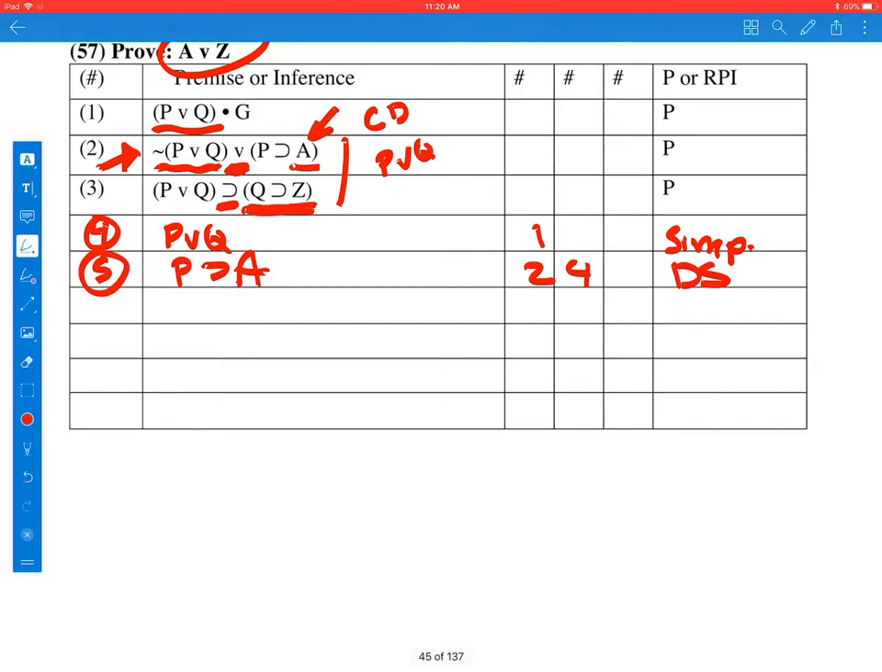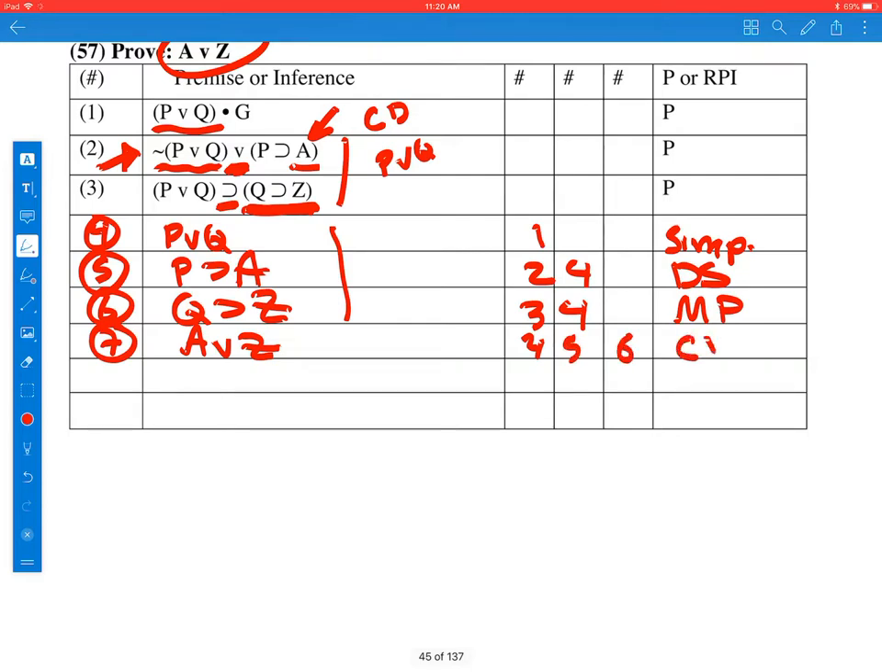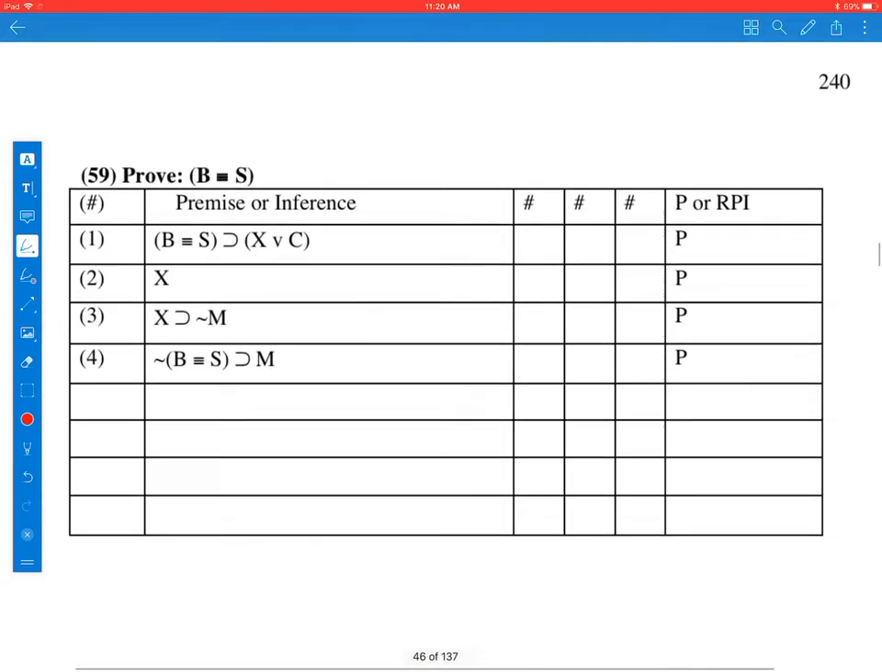Okay. So let's go after this second conditional we needed. On line 3, we need a P or Q, and we happen to have one already. It's in line 4, so we can get Q then Z from 3 and 4 by modus ponens. So now I have all the pieces that I need. Look at lines 4, 5, and 6, set up perfectly for a constructive dilemma. I get A or Z from 4, 5, 6, CD. All right, let's move on to another.